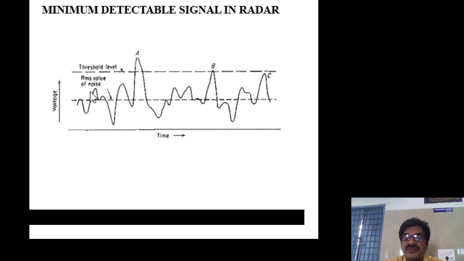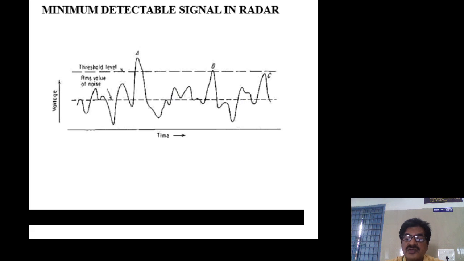Some of the peaks include both noise and target, and some peaks represent only noise. Here peak A, peak B, and peak C are the signals with reference to the target, whereas the other peaks are not peaks with reference to the target.